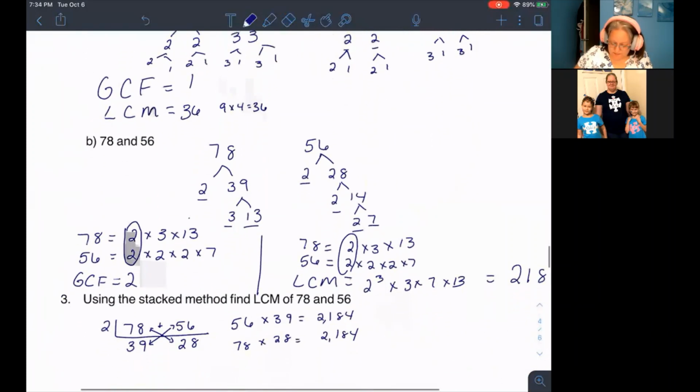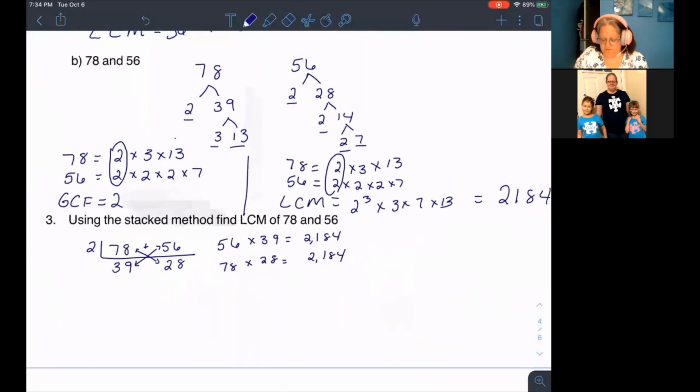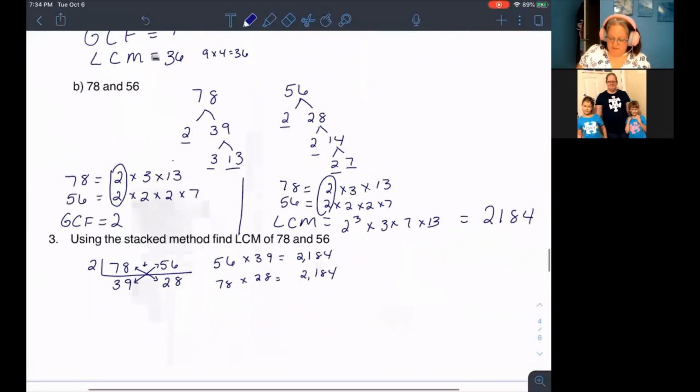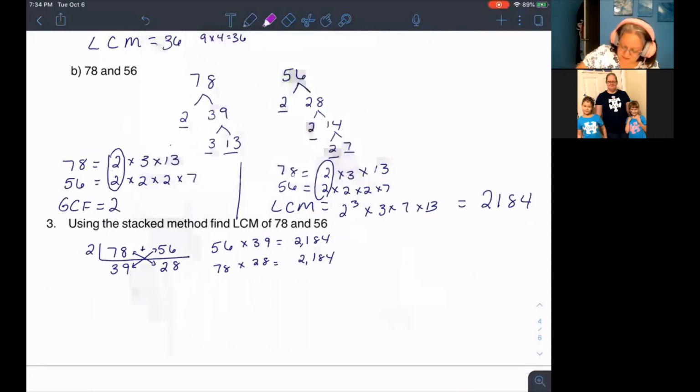Now this one is a little bit better. We have 78 and 56. First we need to find the prime factors of 78 and 56. I always start with 2, so I break 78 up into 2 and 39. Now 2 is prime, so we're going to leave it there. And then 39 can be broken up into 3 and 13. Those factors are both also prime, so those are your prime factors. You have 2, 3, and 13. So those are right there.